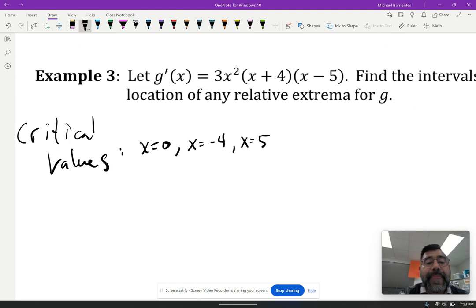How do I know that? Because there are 3 factors. I set each factor equal to 0, either literally on paper or in my head. What makes this equal to 0? If x was 0. What makes this equal to 0? Oh, if x equals -4. What makes this equal to 0? Oh, if x equals 5. Those are my 3 critical points.